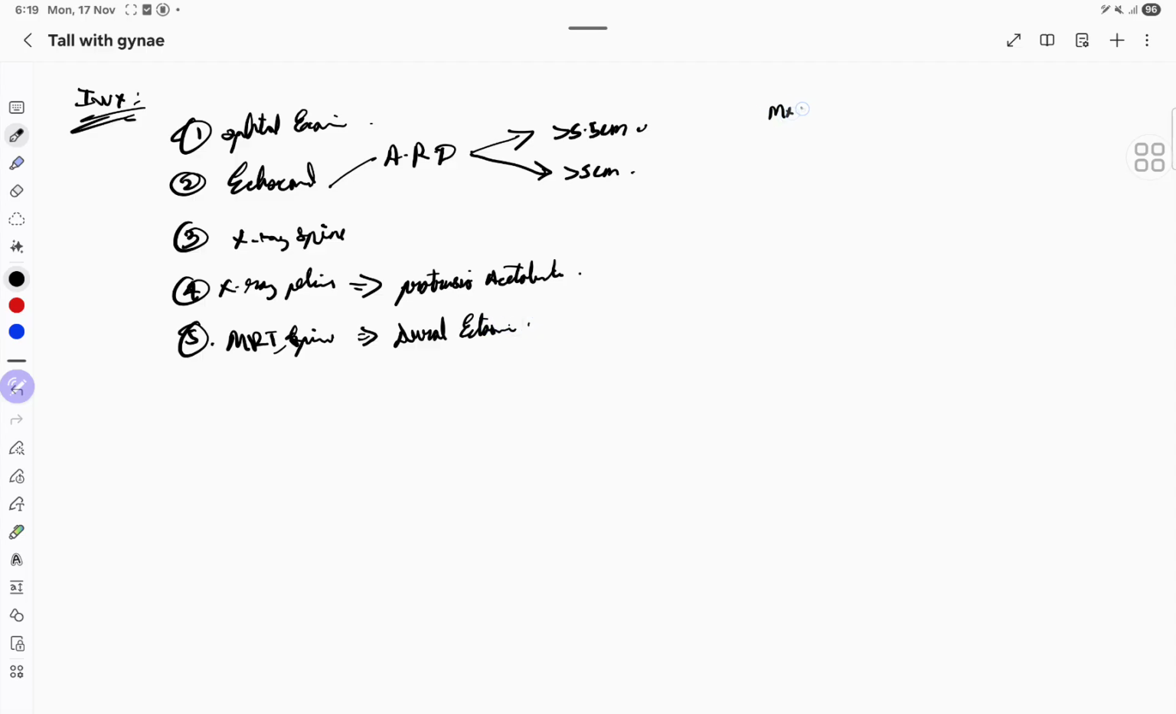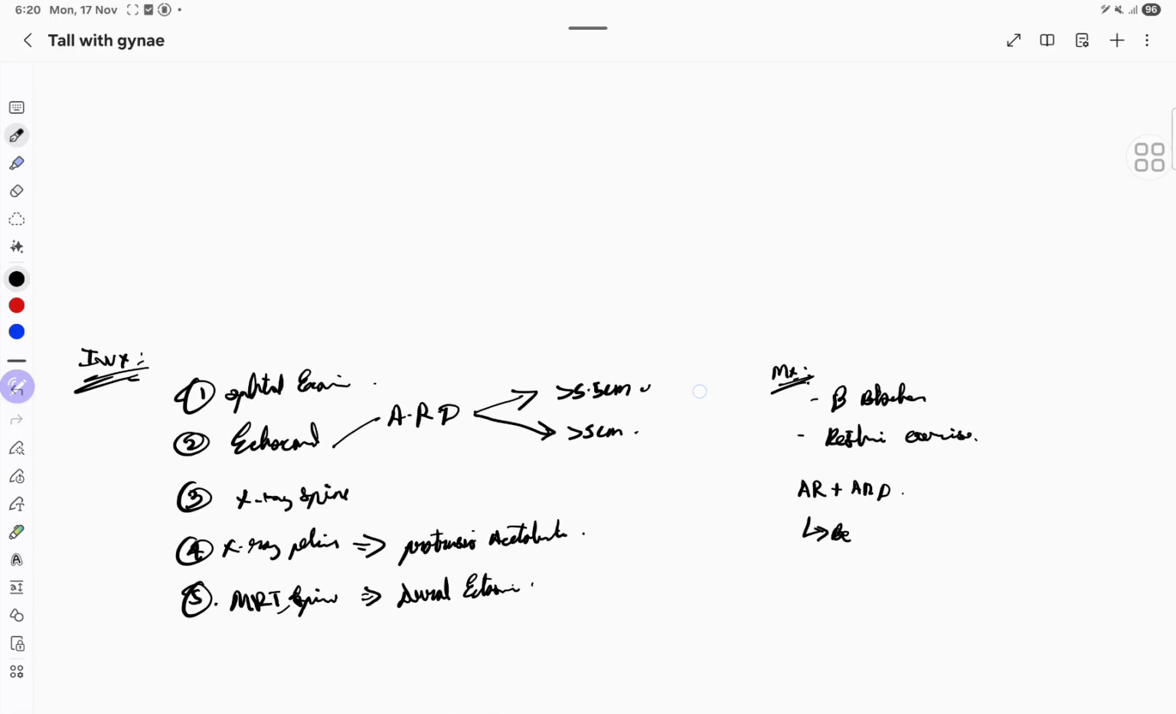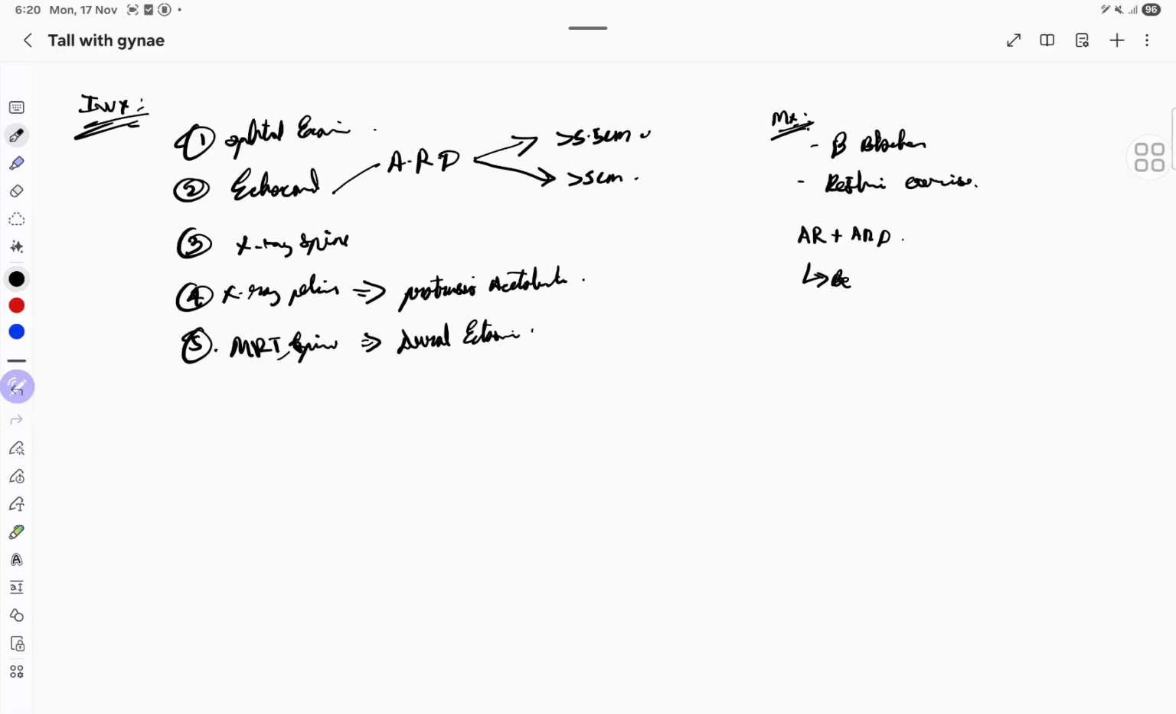What the management will be: all patients should be on beta blocker, and restrict physical exercise. Then if the patient has more than 5.5 centimeter, we will go for aortic repair. If there is aortic regurgitation plus aortic root dilatation, we go for the Bentall procedure, where we simultaneously repair the aortic root and replace the aortic valve. Okay, these are the investigation and management of Marfan.